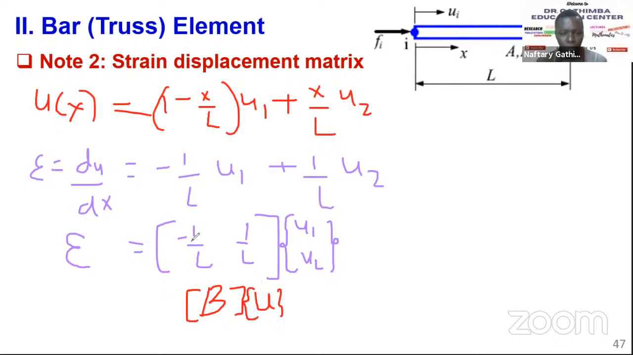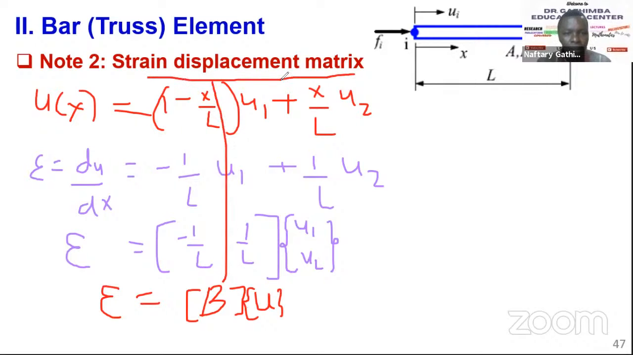Remember, even this is a row vector. As we go to higher-order elements, we can have more nodes, and it might be a rectangular matrix. So we are just putting the square brackets here; you can also put the braces. So our strain can be defined by B times U, and this B is what we call the strain displacement matrix.